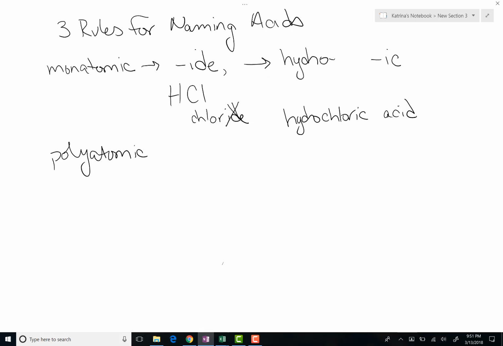For your polyatomic, you really have 2 options. We can have a polyatomic with the ending of "-ate", and we can have a polyatomic with the ending of "-ite". Remember, your "-ate" ending is going to have 1 more oxygen than your "-ite" ending. If your polyatomic ion ends in "-ate", you're going to remove the "-ate" and add "-ic" acid to the end.